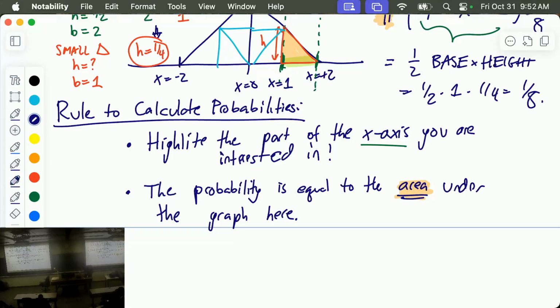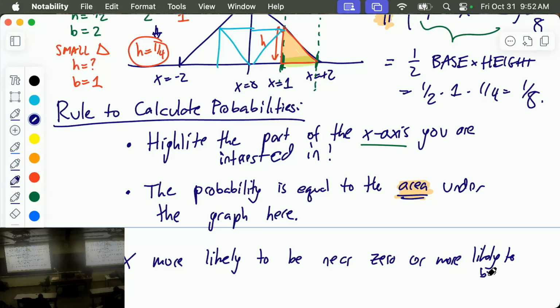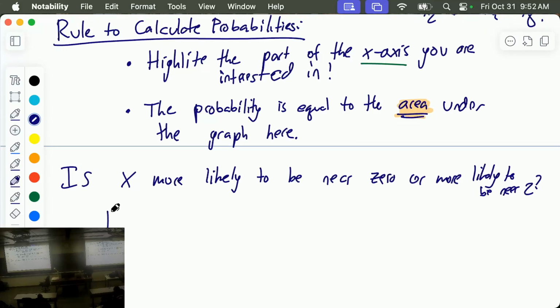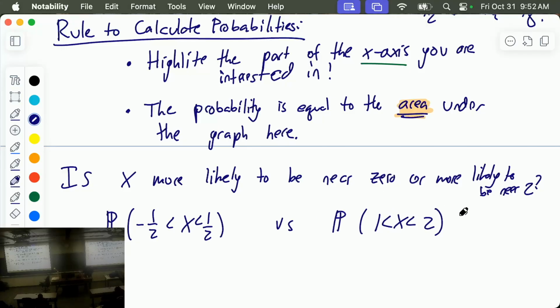We could say something like, is x more likely to be near 0, or more likely to be near 2? To make this concrete, let's compare the probability that x is between -1/2 and 1/2 versus the probability that 1 is less than x is less than 2. Those are two numbers. And one way, of course, to do this is to calculate it.